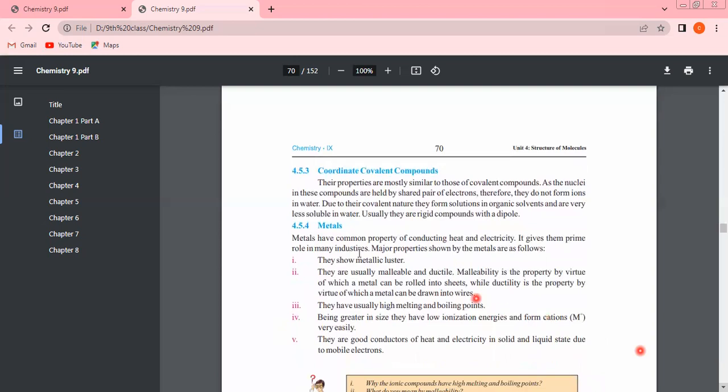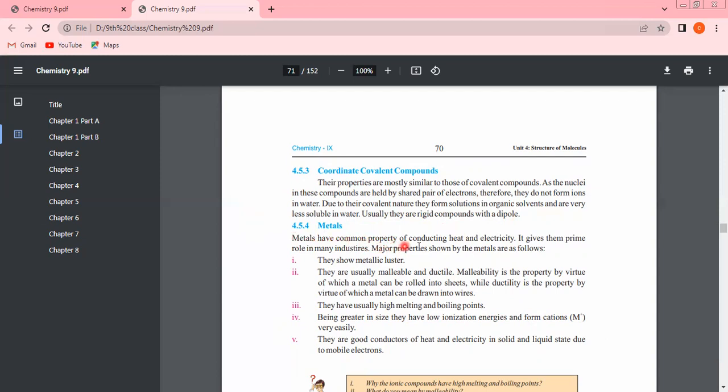Coordinate covalent compounds. Their properties are mostly similar to those of covalent compounds, as the nuclei in these compounds are held by shared pairs of electrons. Therefore, they do not form ions in water due to their covalent nature. They form solutions in organic solvents and are very less soluble in water. Usually, they are rigid compounds without dipole.